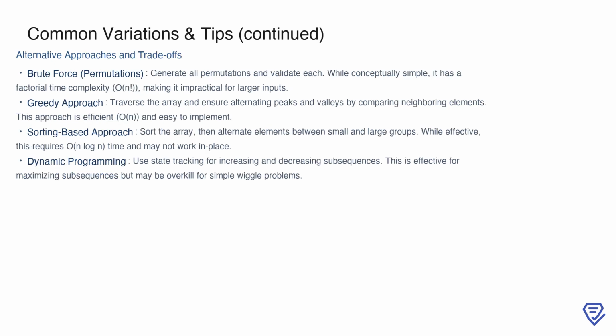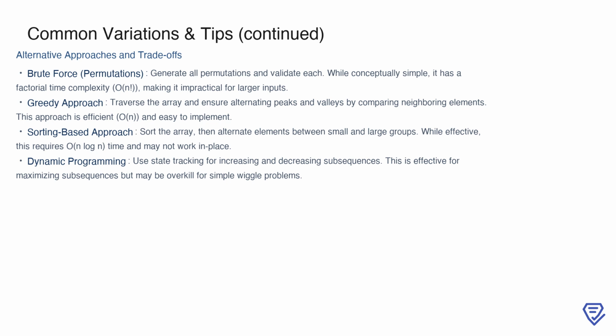Finally, let's explore some alternative approaches and their trade-offs. A brute force method involves generating all possible permutations of the array and validating each one for the wiggle condition. While simple in concept, this approach has a factorial time complexity, making it highly inefficient for larger inputs. A much better alternative is the greedy approach, where you traverse the array and adjust neighboring elements to ensure alternating peaks and valleys. This method is both efficient, with O(n) time complexity, and straightforward to implement.